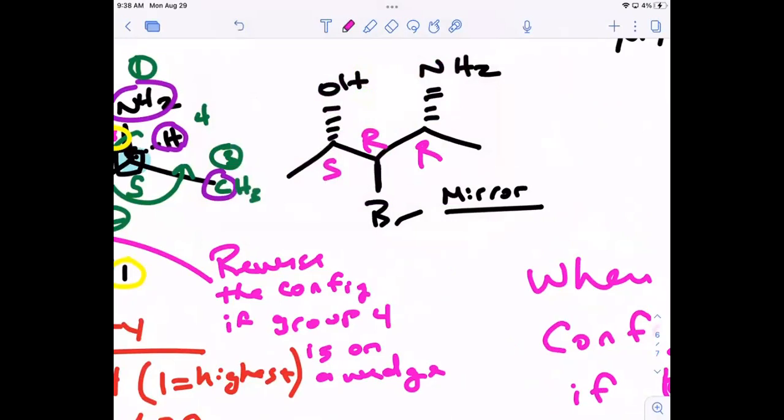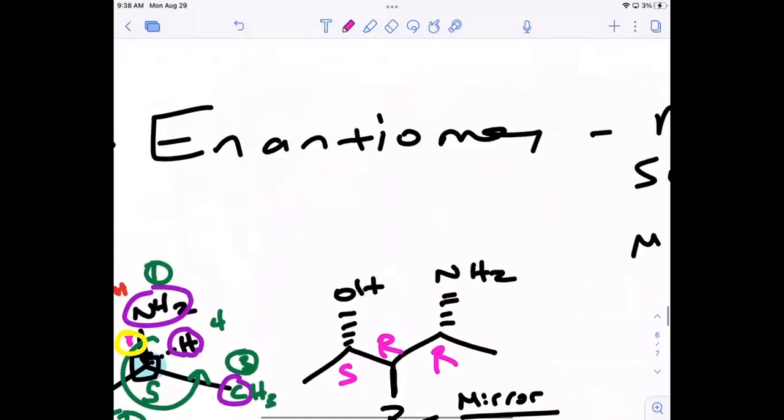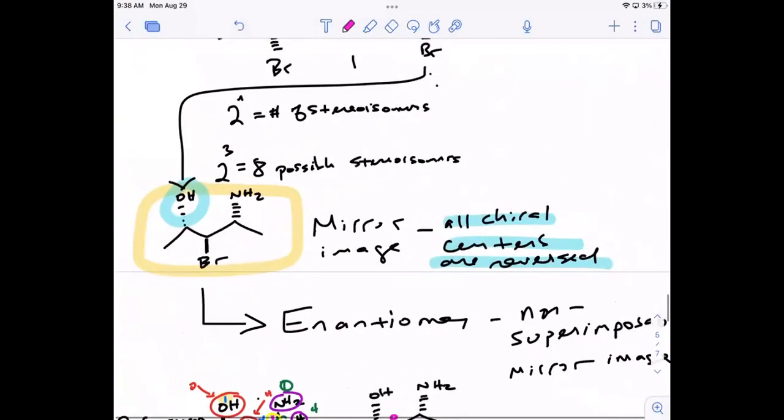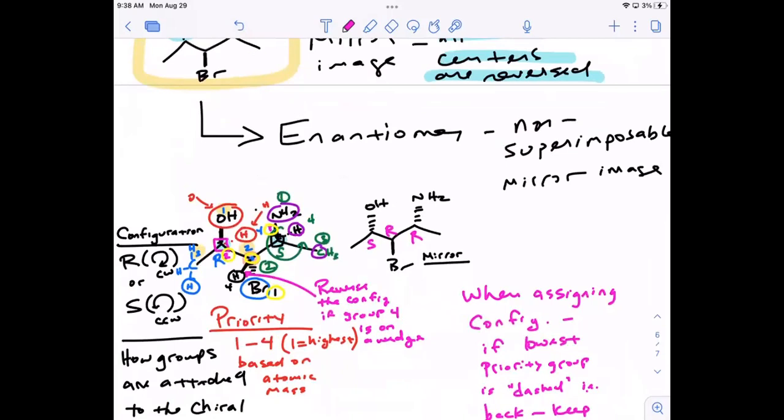I didn't have to do anything to this one, because once I figure out the original, I can determine the other one, the mirror, just based on reversing everything that's in the original, because we just said up here that all the chiral centers get reversed in the mirror image. So if it's RSS in the original, then the mirror has to be SRR. That's the configuration. So the 3D orientation for every chiral center in that molecule is different, if that makes sense. Questions? Any questions?